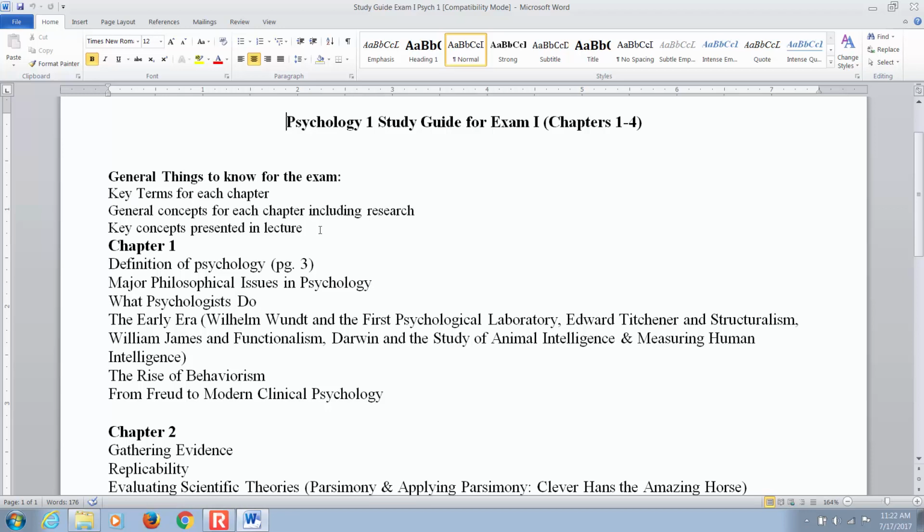Key concepts presented in lecture. Just kind of remember that occasionally in class there will be stuff mentioned that is not necessarily in the book. So it's very important to obviously go over your notes, and if you're absent, get the notes from a classmate. So please be studying your lecture notes, of course.